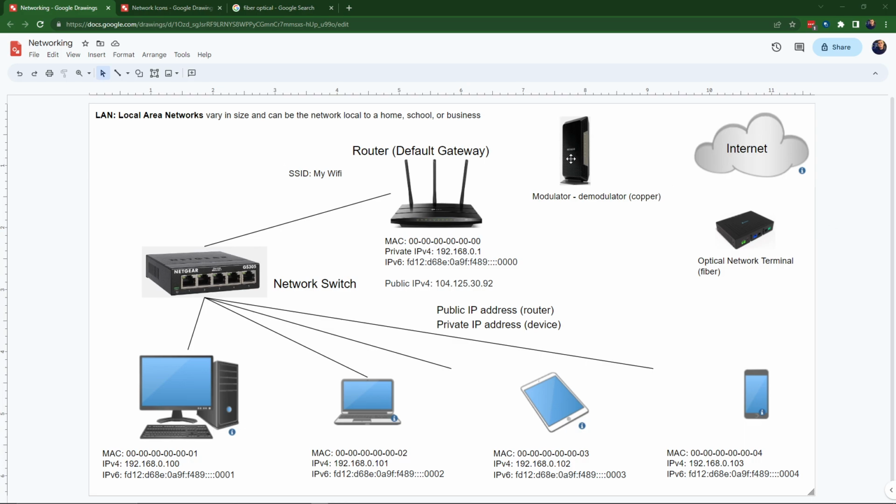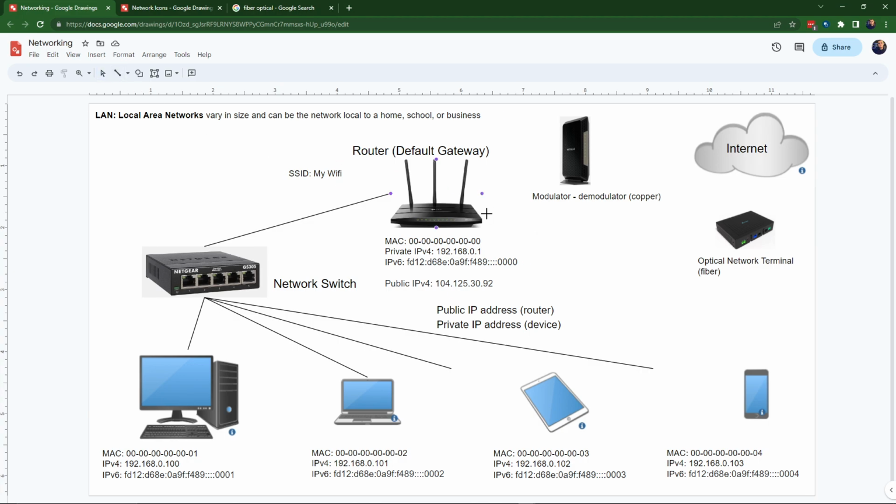So if you have copper internet, so it comes in over copper, you'll have a modem, or a modulator demodulator. And it's possible that you have the modem, the router, and the switch all in one device if you have certain different types of internet. But anyway, the modem is going to translate digital and analog signals back and forth so that they can be transmitted over the line. And then we have the optical network terminal, which is designed for fiber optic cable, which converts the light signals into electrical signals that can now be read.